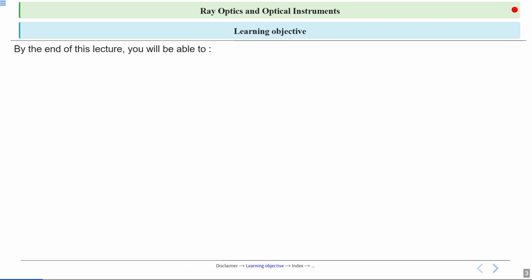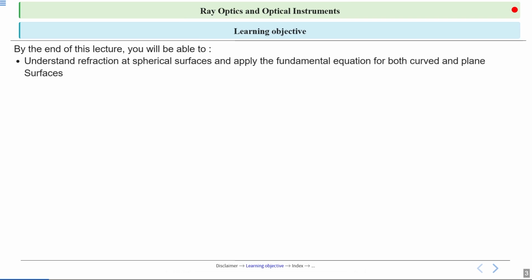By the end of this lecture, you will be able to understand refraction at spherical surfaces and apply the fundamental equations for both curved and plane surfaces. We have discussed spherical mirrors in reflection. Now in refraction, we have discussed refraction through a plane interface, and also total internal reflection. Now we will discuss refraction at spherical surfaces, like we discussed reflection at spherical reflecting surfaces.